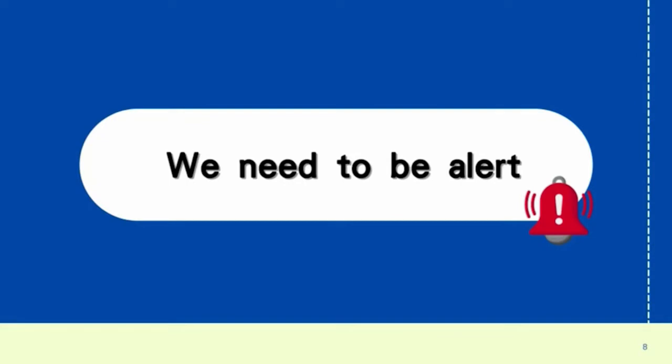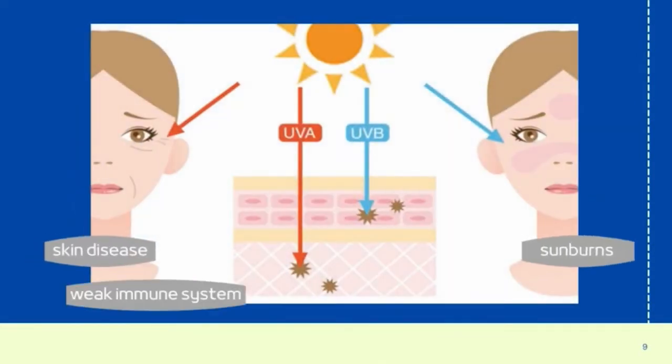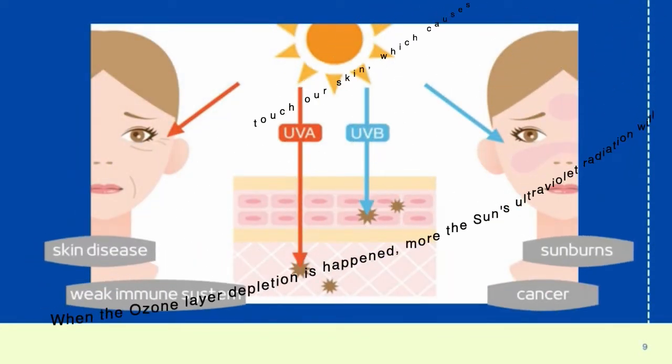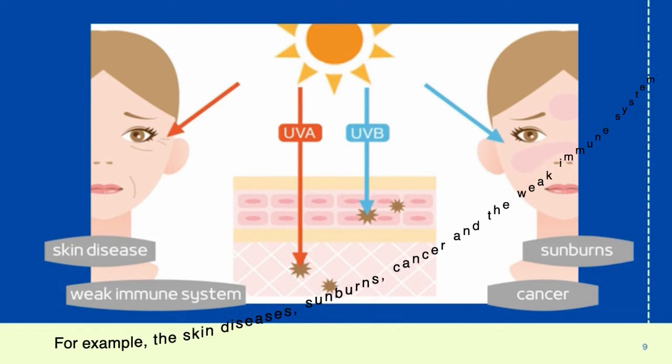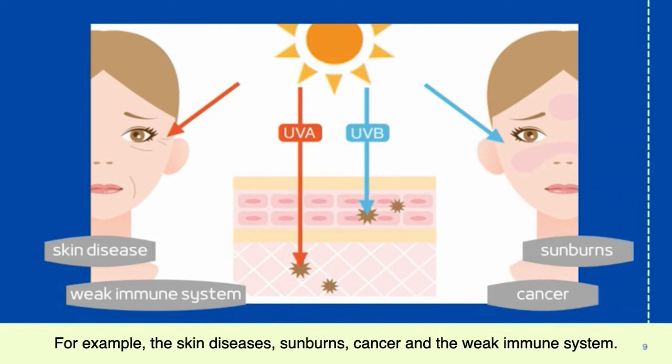We need to be alert. When ozone layer depletion happens, more of the sun's ultraviolet radiation will touch our skin, which causes many health issues. For example, skin diseases, sunburns, cancer, and a weak immune system.